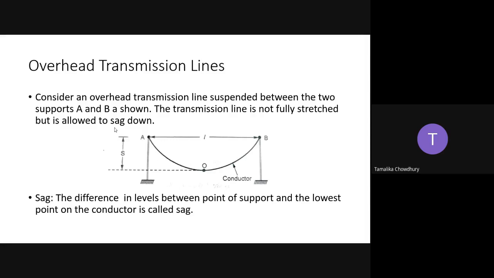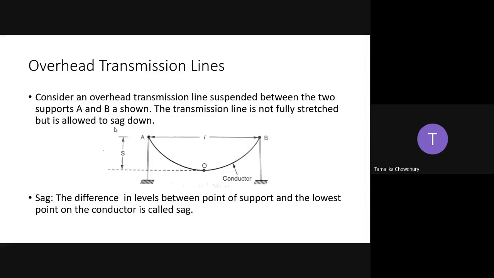Now the transmission line, as you can see, is not fully stretched, meaning full tension is not there, but it is allowed to sag down. The lowest point is marked as O. The point O is the lowest point of the conductor. As I said, the difference in level between the point of support and the lowest point of the conductor is called sag. Now it is necessary to remember some very important things regarding sag, because from the calculation point of view, it will be important.